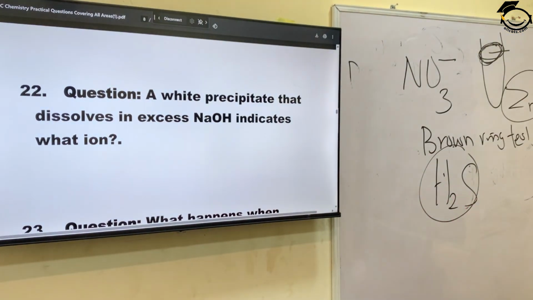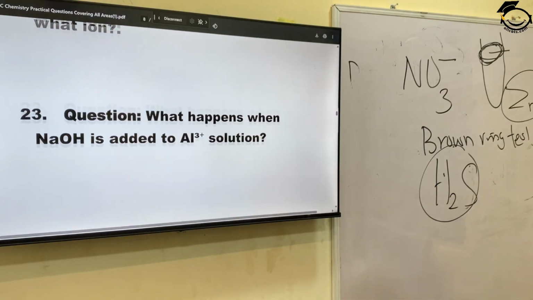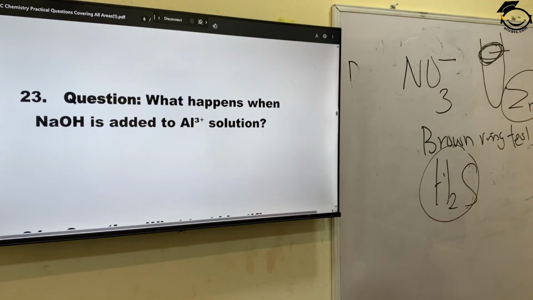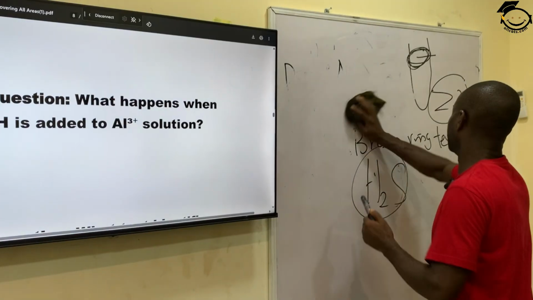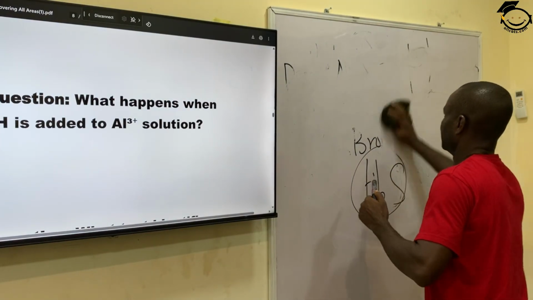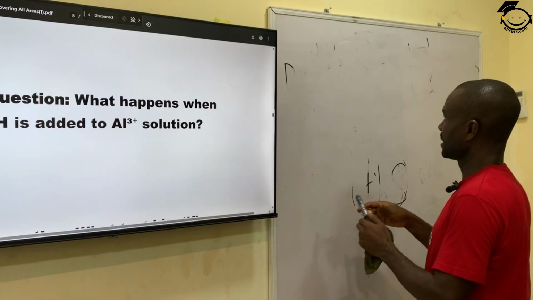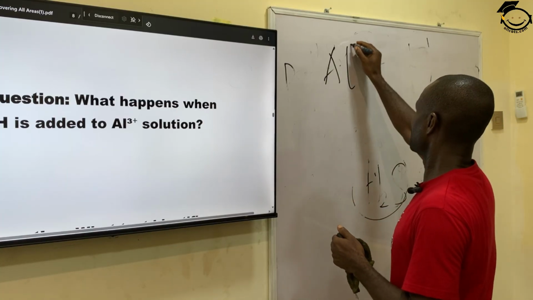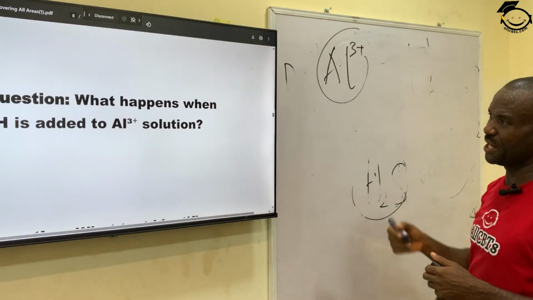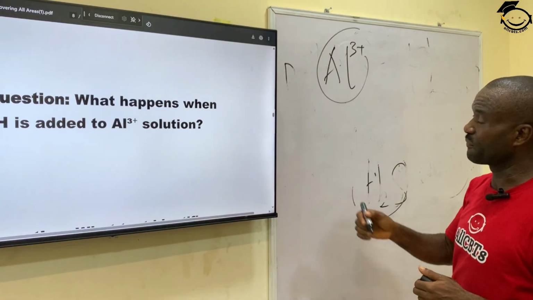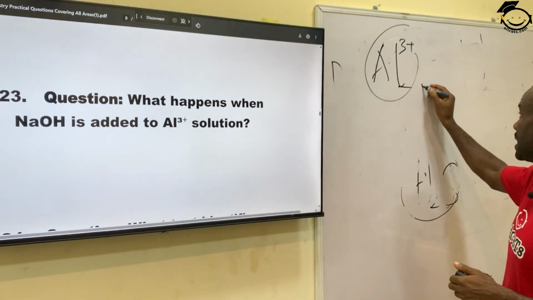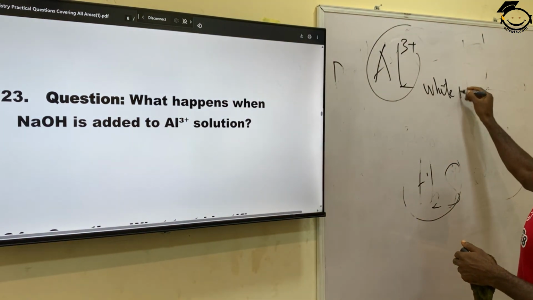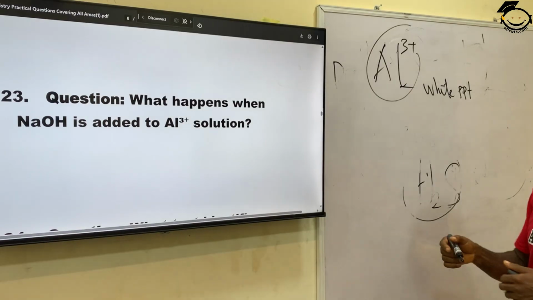Question 23. What happens when sodium hydroxide is added to aluminium ion? Aluminium ion is Al3+. Just like zinc, if you add sodium hydroxide to the aluminium ion solution, it forms a white precipitate which dissolves in excess sodium hydroxide.